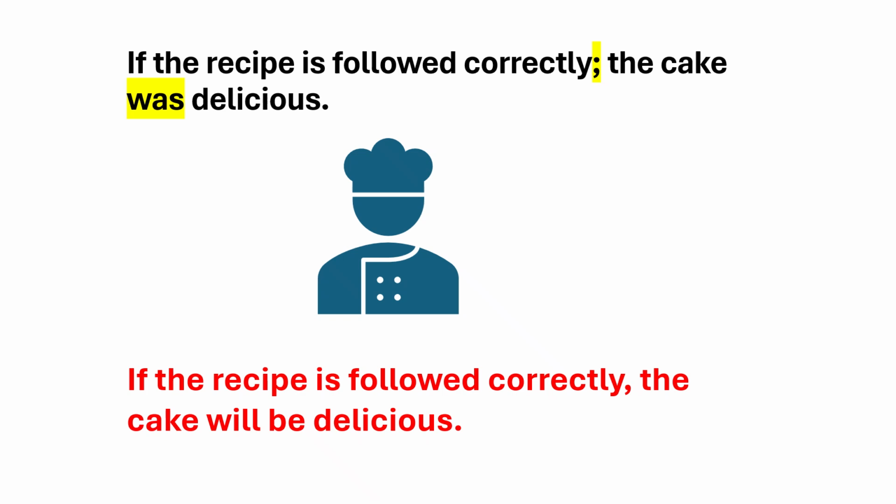The second error has to do with verb tense. In the beginning, you're talking about if the recipe is followed correctly, then the cake will be delicious. So this is an error with parallelism. The correct sentence should read, "If the recipe is followed correctly, the cake will be delicious."